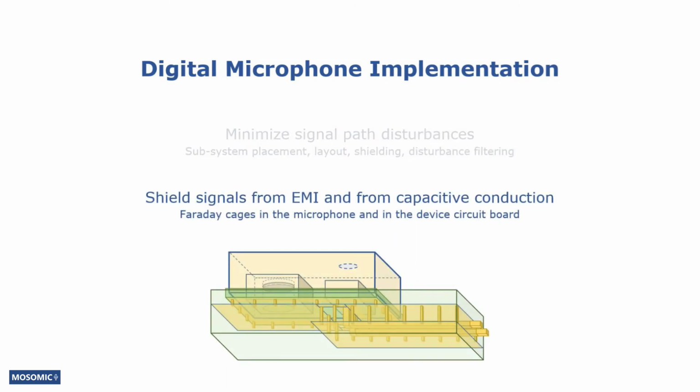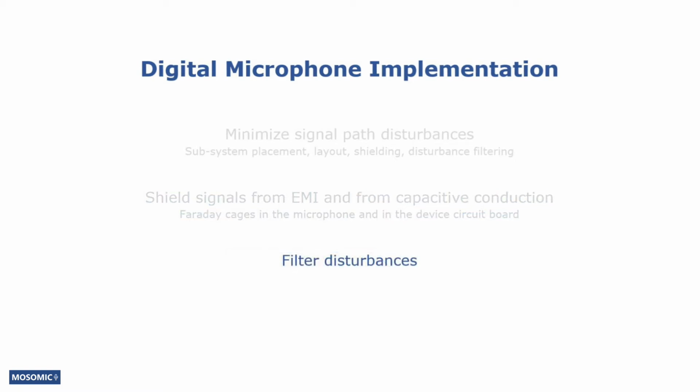Shielding the signal traces from electromagnetic radiation and from capacitive conduction from other signal lines is a good idea also with digital microphones. There are analog signals inside the microphone and they must be shielded with a Faraday cage built into the microphone package. Just like with analog microphones, the cage should extend to the inside layers of the device circuit board and protect the signals all the way to the system that receives the microphone output. There should also be disturbance filtering on the signal lines. Keeping the supply voltage and ground clean is especially important.